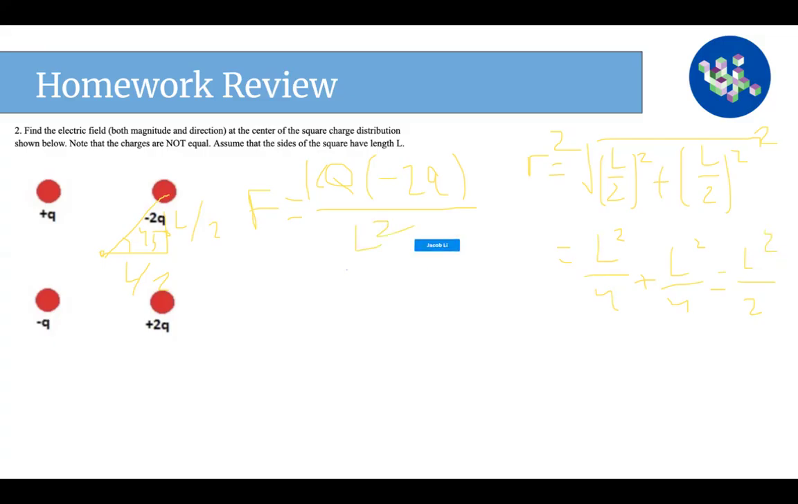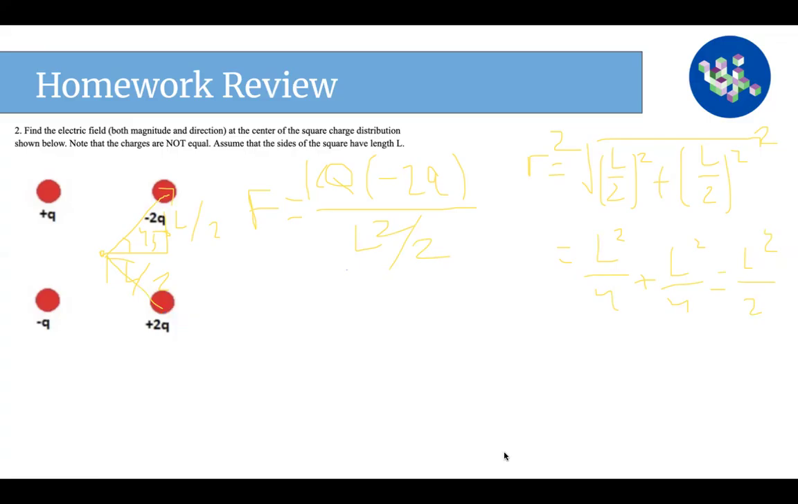So it should just be L squared over 2 here. Yep. And so that's one of the magnitudes. Which way does that point? If that's positive, it should go towards that side. And for the 2L, it's the same magnitude, but it goes in the opposite direction.